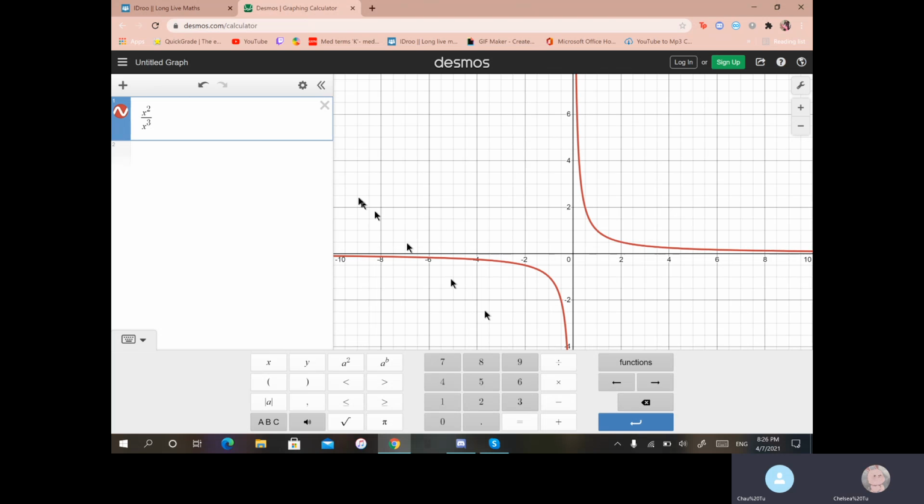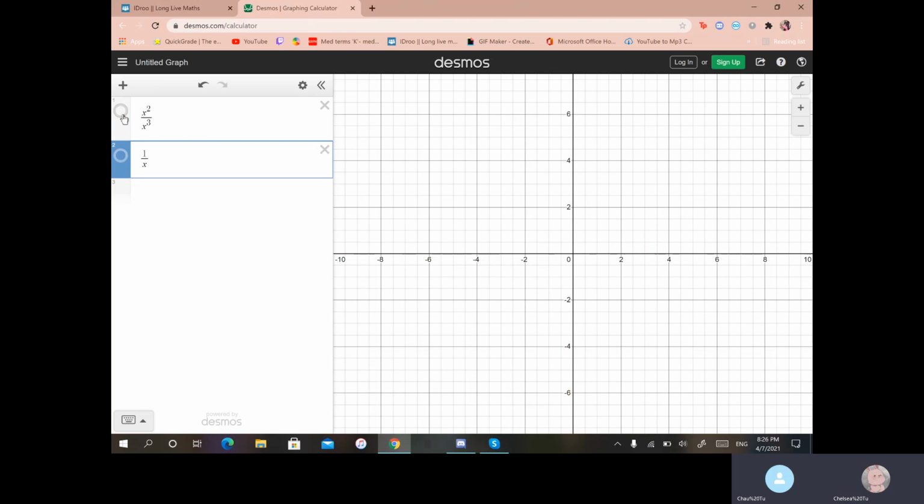Now next line, Chelsea. Next input. Do 1 over x. Punch in 1 over x. Okay. So now hide it. And you see they're both the same. They act as if they're the same. Can you see that, Chelsea? Oh, yeah. So jump back to iDrew.